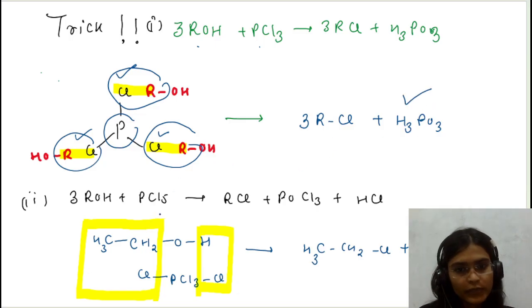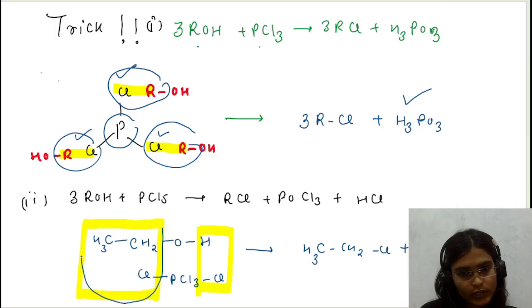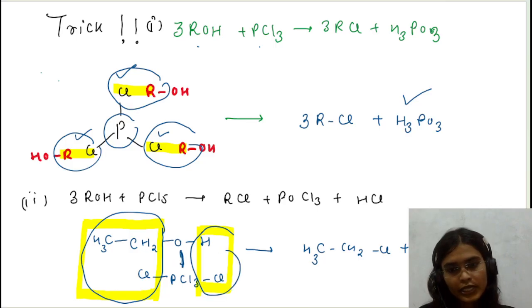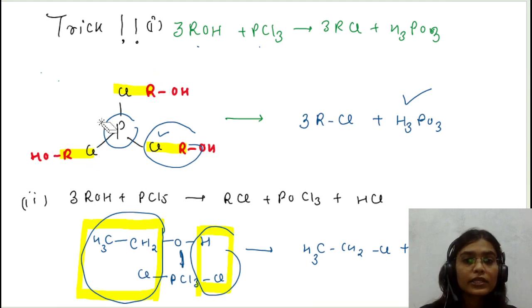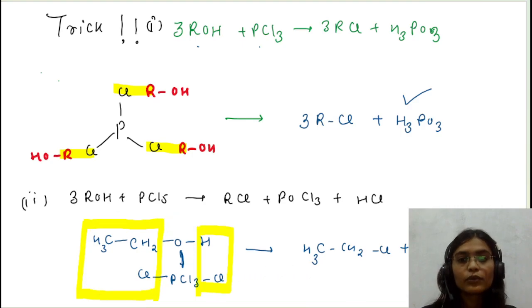You can do the same with PCl5. Again you have to write the RH, and this portion goes with this and this portion goes with this, and we are just left with this portion only, that is POCl3, HCl and this. Because in organic chemistry we don't always know the mechanism, this kind of trick is really important for you. I hope you are able to understand this point here.